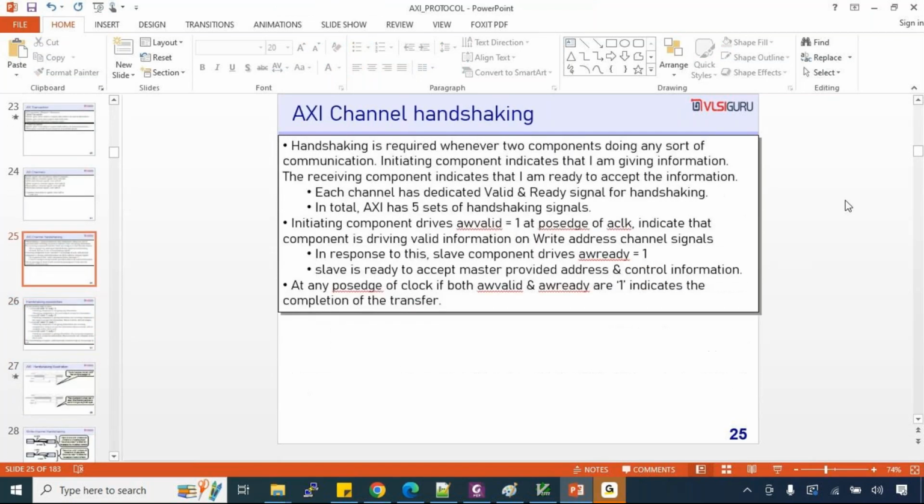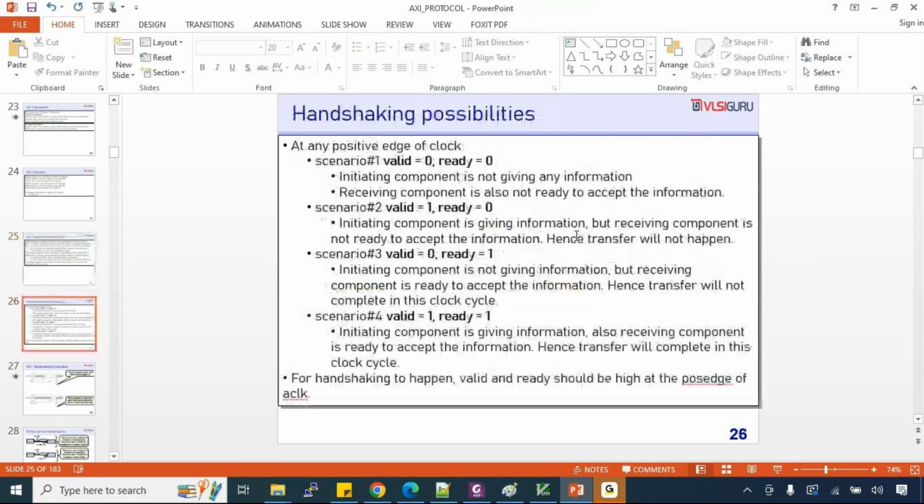You know what handshaking is, right? Whatever handshaking you know in the APB protocol, the same is the handshaking here. Nothing different, absolutely the same. Handshaking is required. I think I don't have to explain all this again. Please read through this once. The only thing you need to know is there are 4 possibilities: both are 0, 1 comma 0, 0 comma 1, 1 comma 1. When do you think the transfer will complete? When both of them are 1 comma 1. So this is when.